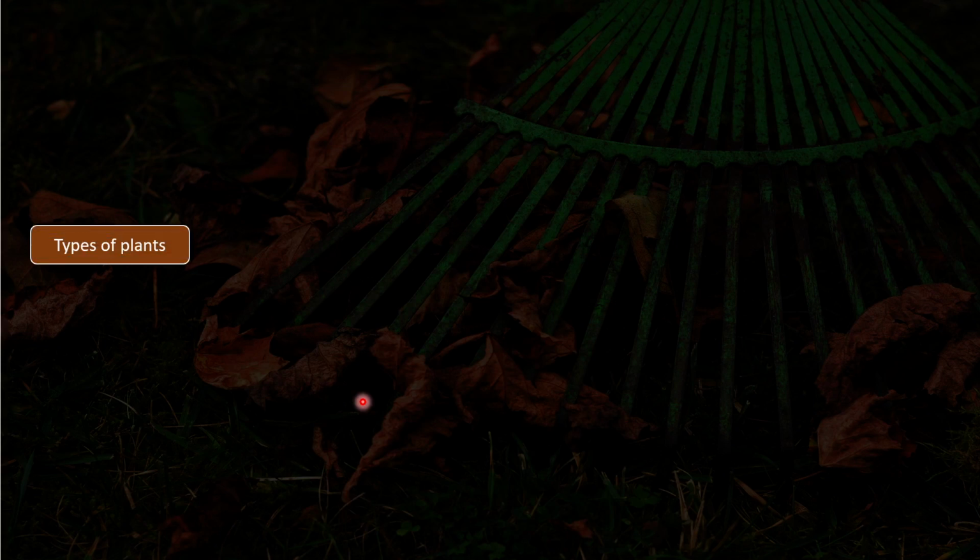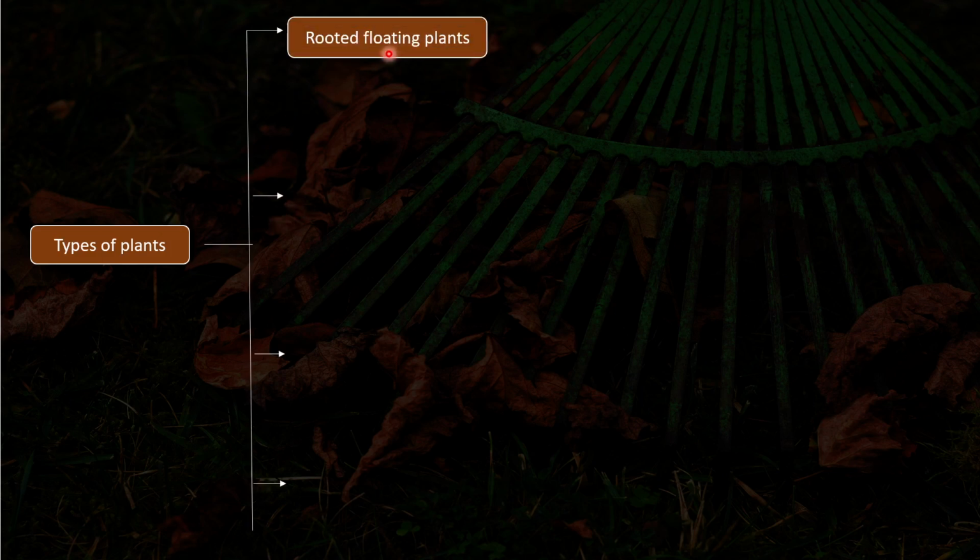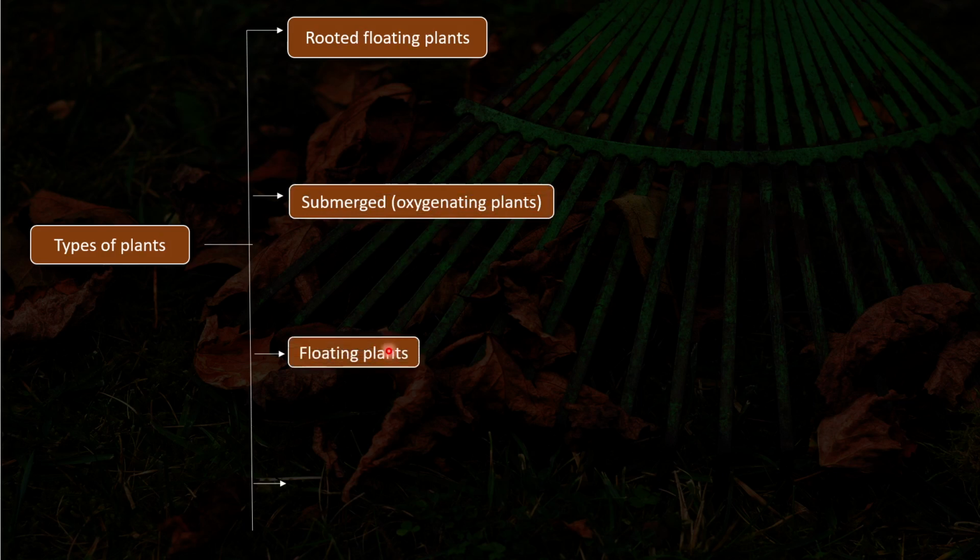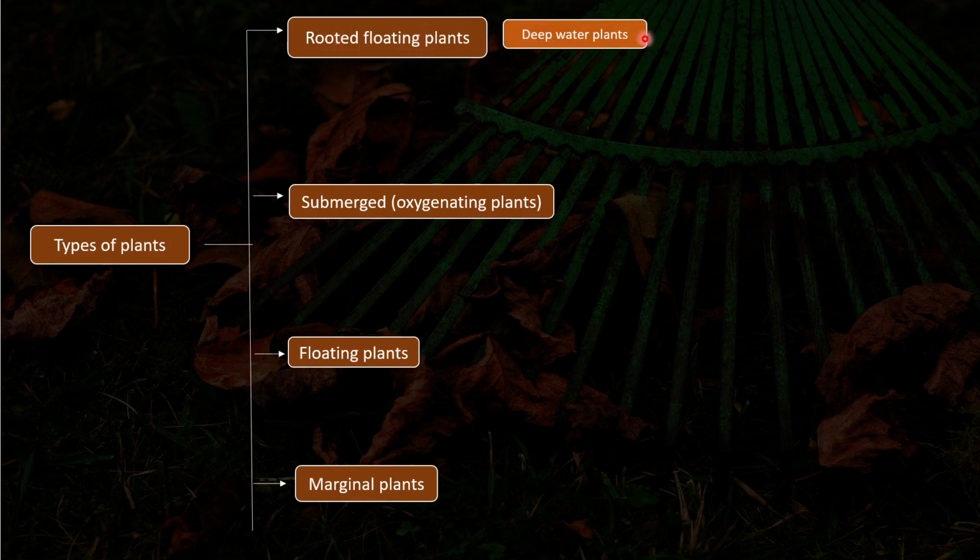Now since we are talking about water garden, it is very important that we understand about the types of plant that are used in a water garden. So mainly four types of plant are used in water garden. These are the rooted floating ones, the submerged oxygenating plants, the floating plants, and the marginal plants. Right? So what are the rooted floating plants? These are deep water plants.